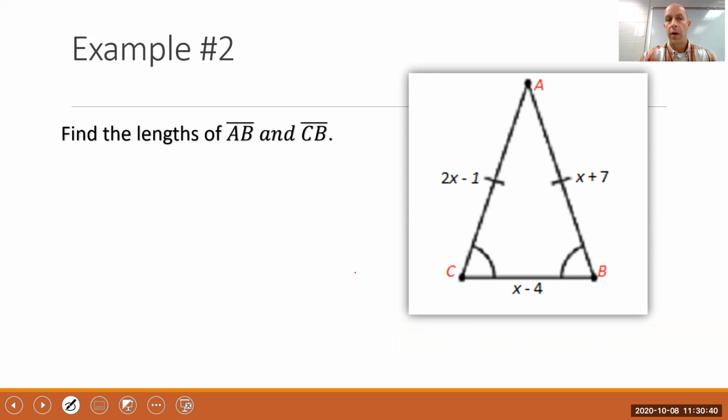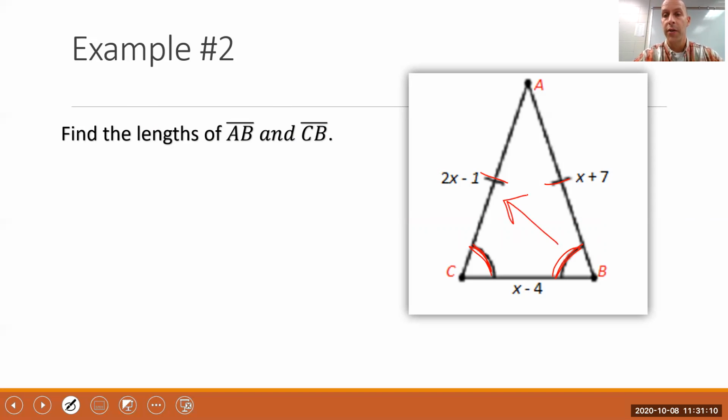Here we are asked to find the length of segment AB and the length of segment CB. This is actually not a great picture, so I apologize. We can already see that this segment is congruent to this segment, which I should have thought about a little bit more. I was wanting to assume that angle C and angle B were congruent.